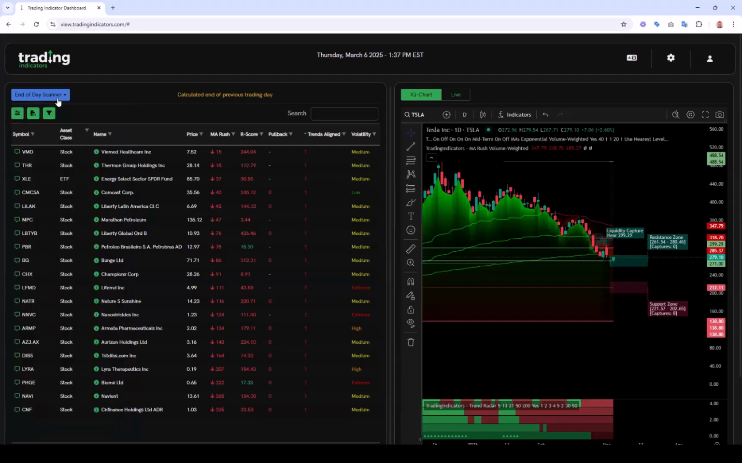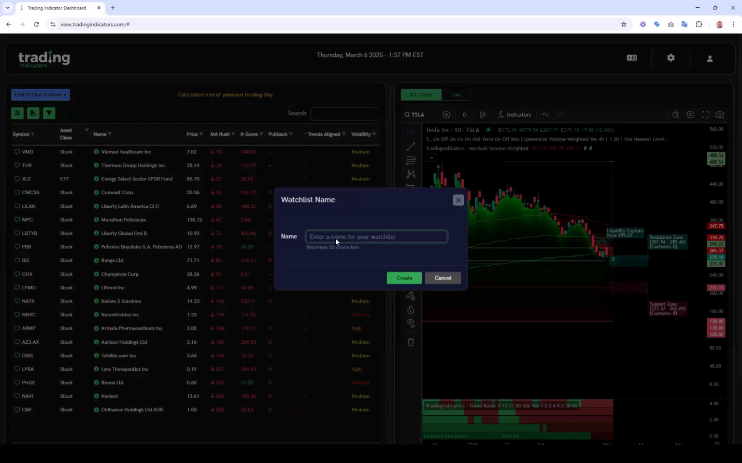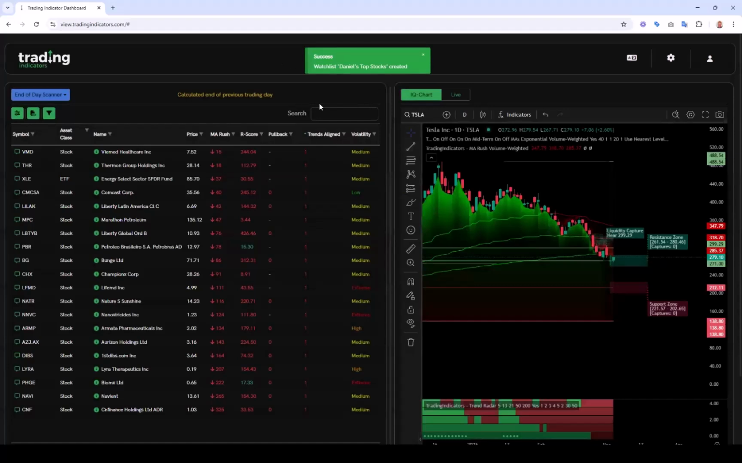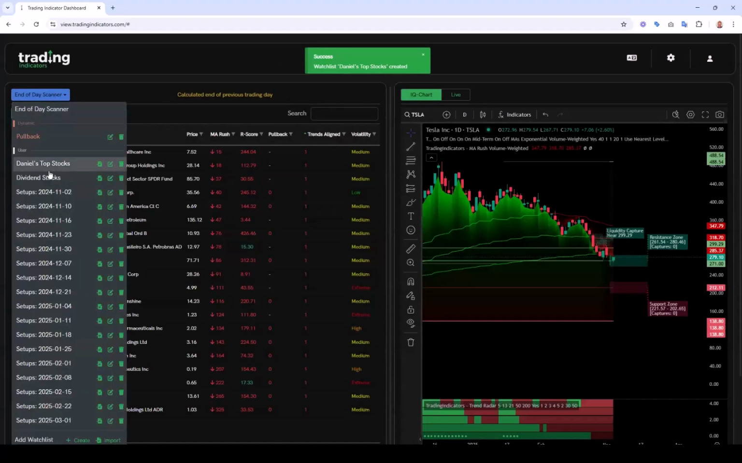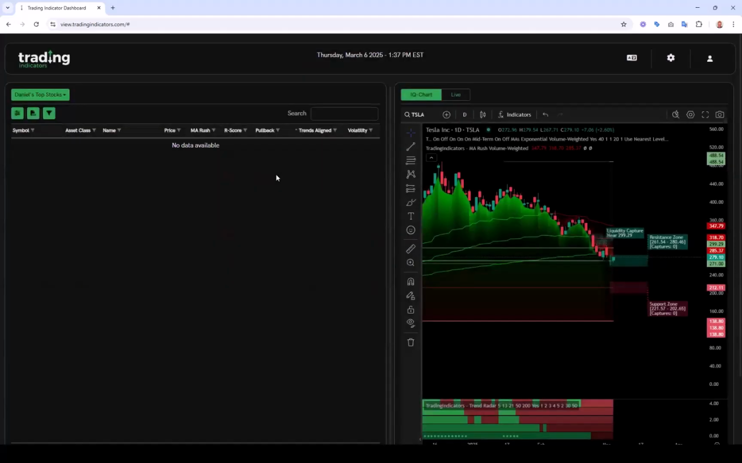So first I go to this drop down, click on create, and I can enter, let's say, Daniel's top stocks. All right, so these are my top stocks. I can create it. The watch list is now created, and initially it's completely empty. So if I now go to Daniel's top stocks, this one here, you will see, hey, this watch list is empty. Of course, because I didn't add any symbols to it.